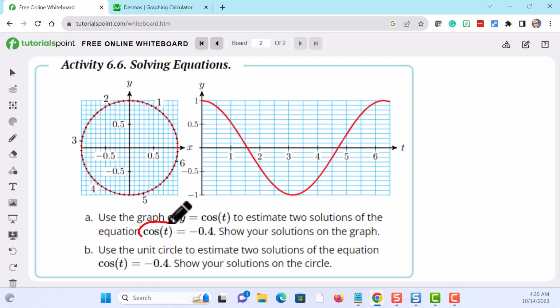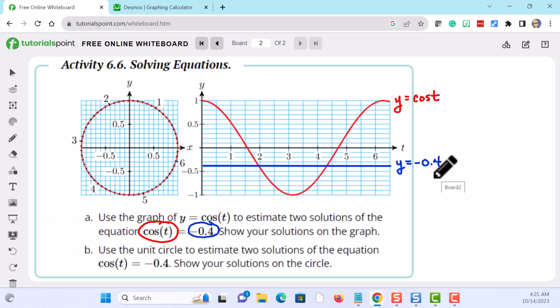So first of all, notice that we have cosine of t on the left-hand side of the equation, and over here is a graph of y is equal to cosine of t. On the right-hand side of the equation, we have minus 0.4. So what we're going to do is to sketch a graph of y is equal to negative 0.4. Its graph is just a horizontal line at y is equal to negative 0.4. Now the solutions to the equation will be where these two graphs intersect each other.